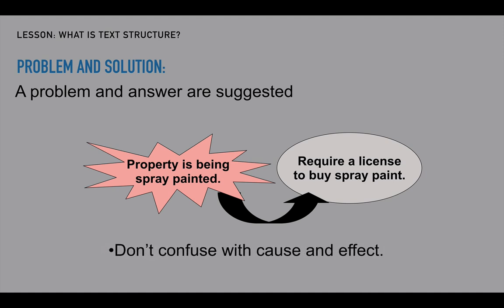Don't confuse with cause and effect. I understand that cause and effect and problem and solution are similar, but do not confuse the two, okay? It is presented as a problem. So when you're reading a text that is a problem and solution type text, you are going to know that there is a problem and a solution has to happen. Whereas in cause and effect, there is going to be an event that happens and then there are effects that take place after that.